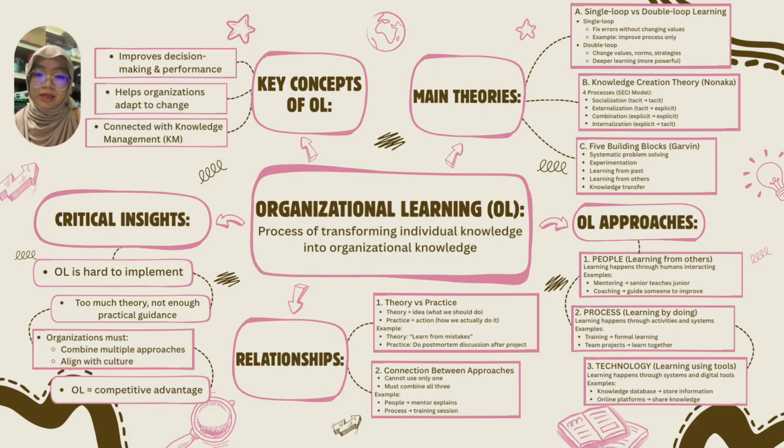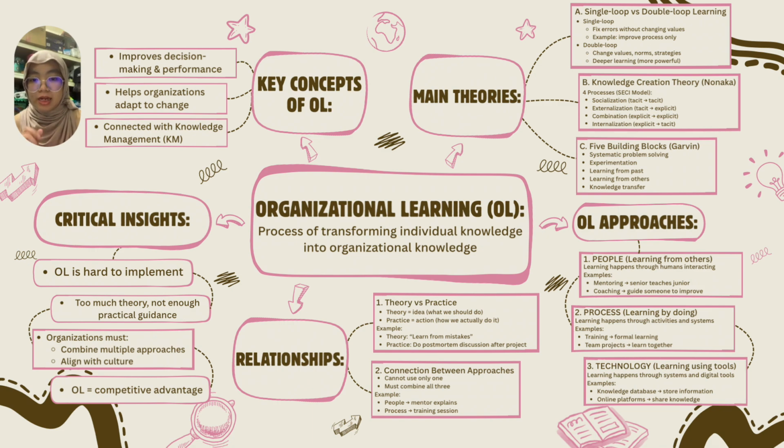Next, I will explain the main theories discussed in the article. The article discusses three main theories of OL. The first theory is single loop and double loop learning. Single loop learning focuses on fixing problems without changing the basic system. For example, a mistake happens. The organization just corrects it and continues as usual.